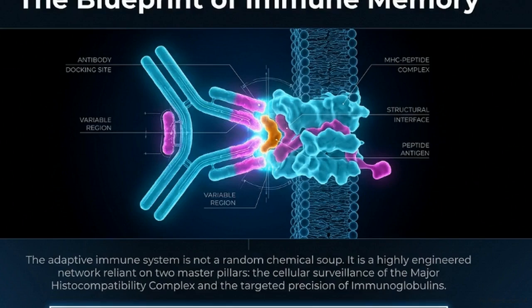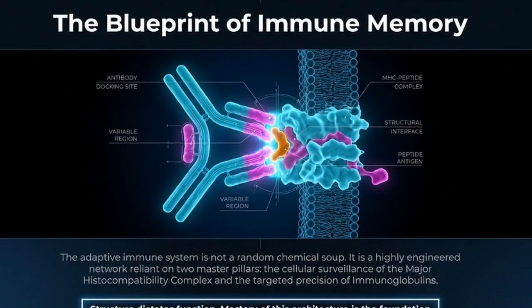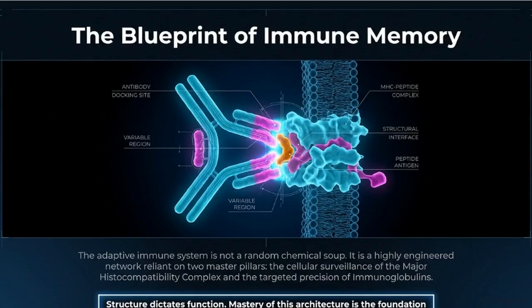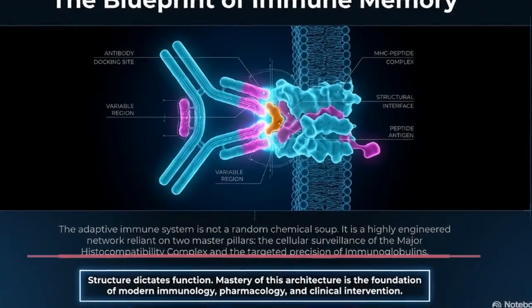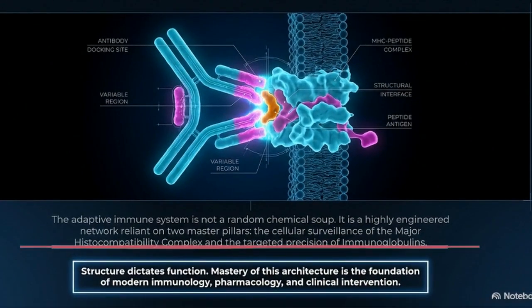This rendering captures the exact molecular interface where immune memory is forged. We are looking at the precise atomic docking between an antibody, a pathogenic peptide, and a cellular display. Zooming out from this micro-interaction to view the complete complex and the cell membrane reveals the broader architecture. The adaptive immune system functions as a highly precise, engineered network, operating with strict mechanical logic.